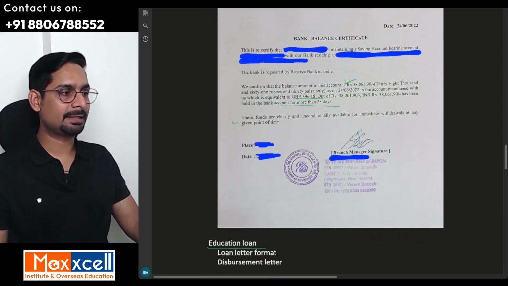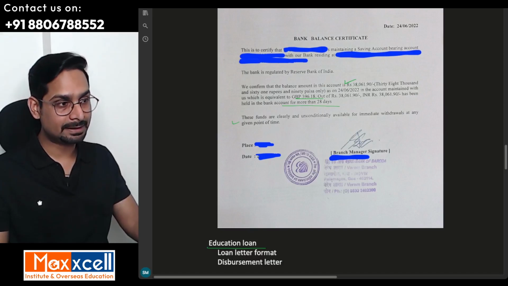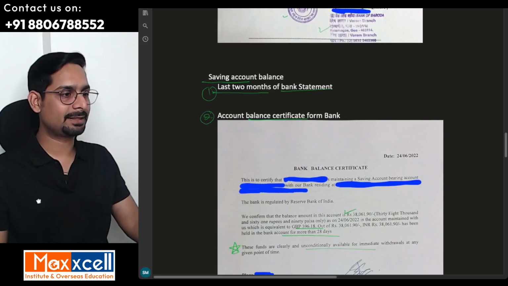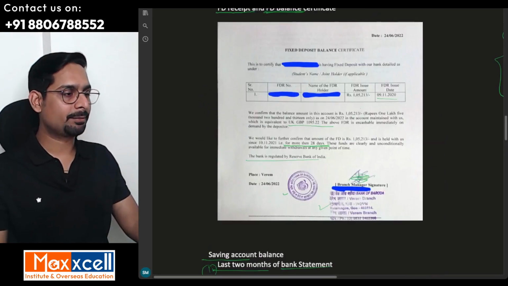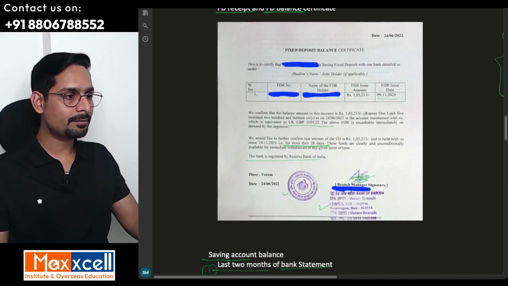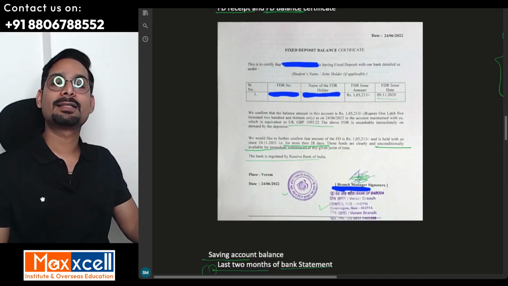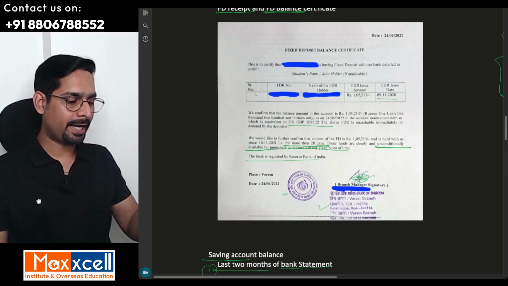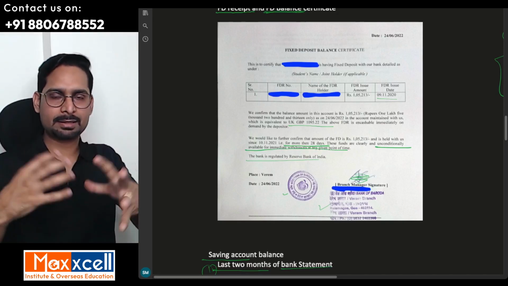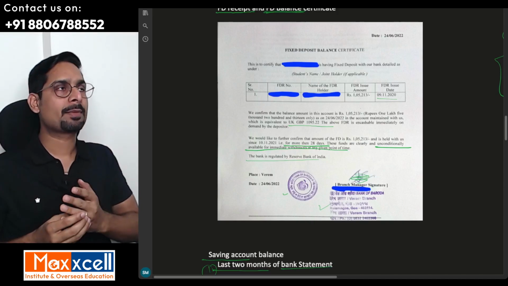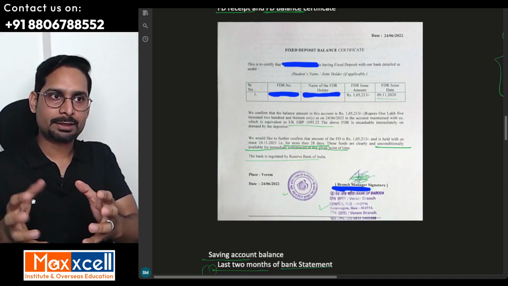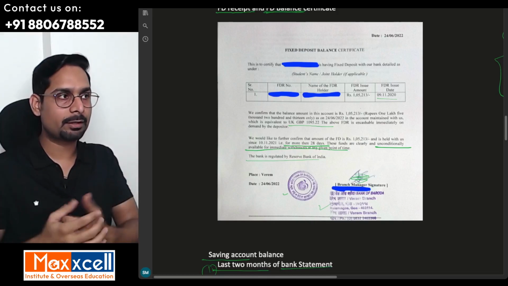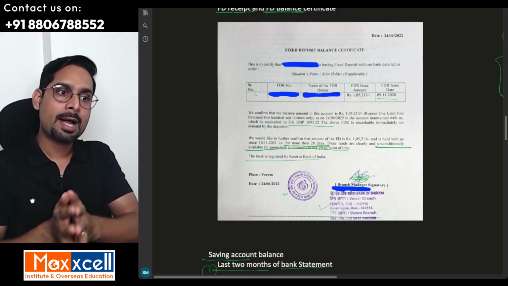This fund is clearly unconditional, available, and can be withdrawn immediately at any point of time. This statement is very important. You can see in the fixed deposit also, this statement is there in the certificate, because sometimes what happens is, you have the fixed deposit, and there are different types of fixed deposit. One type of fixed deposit is free, I mean, you can withdraw at any point of time before the maturity date also.